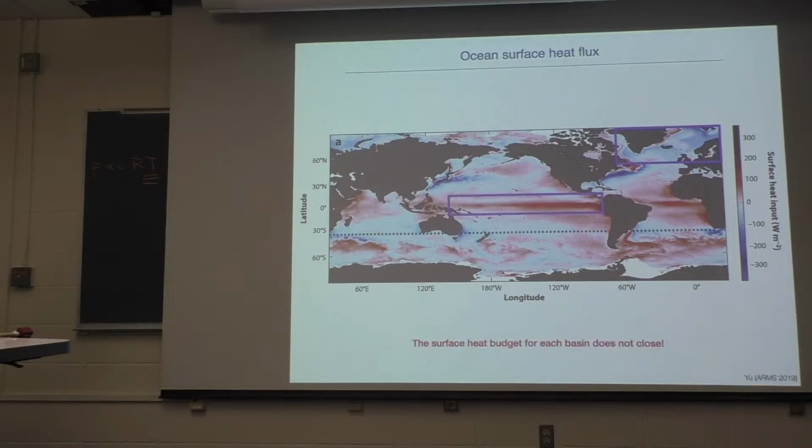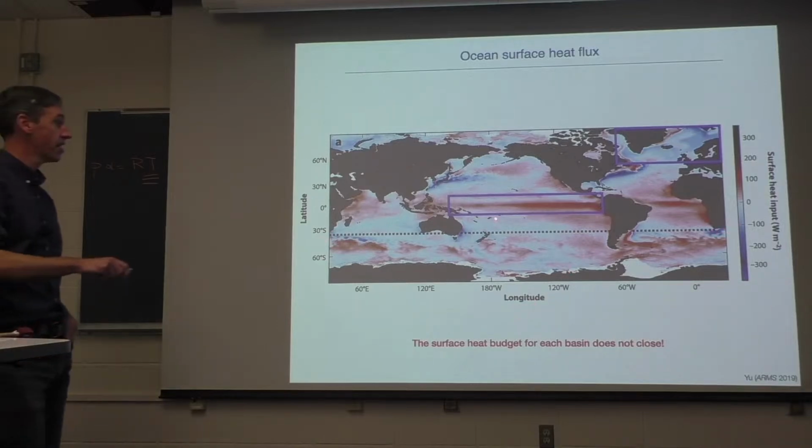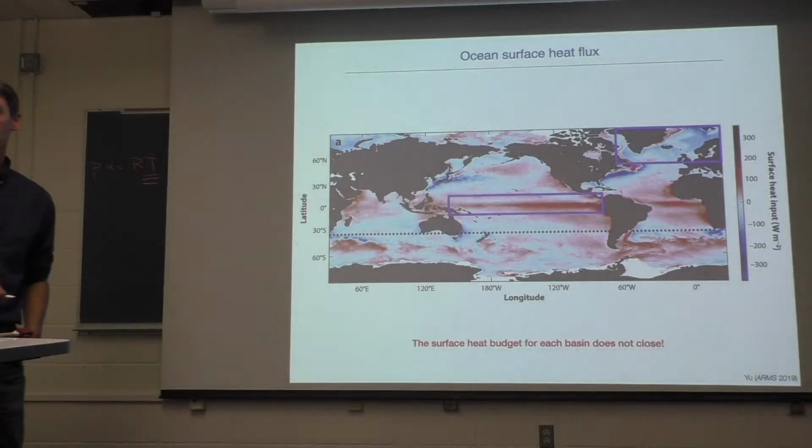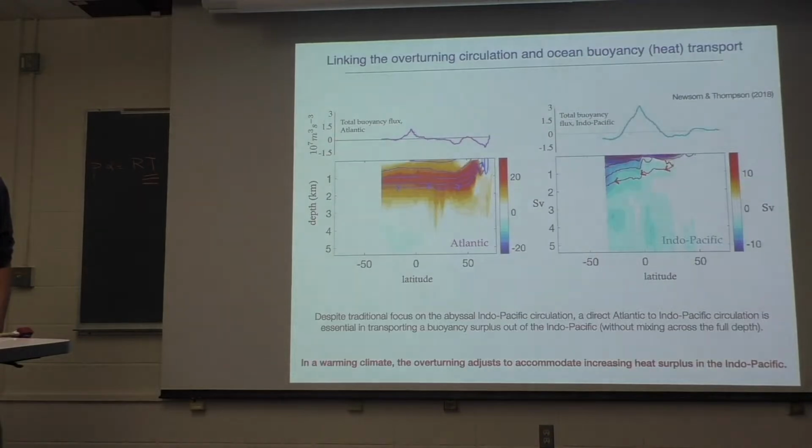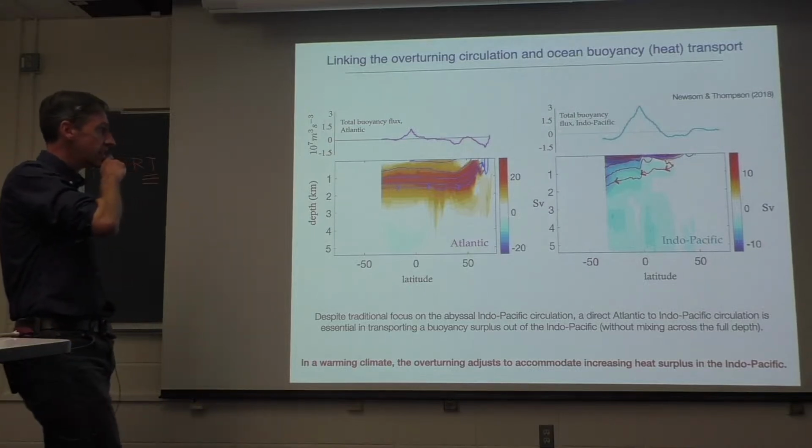And so if I just do a budget at the basin scale, so let's say we just draw a line across 30 degrees south, which connects the tip of Africa, and I integrate the total heat input into each basin, the surface heat flux budget is not closed at the basin scale. We have net heat uptake in the Indo-Pacific, implying, if the ocean's in a steady state, that you have to have export across 30 south. And we have net heat loss in the Atlantic, implying that you have to have heat transport northward into the Atlantic. And so if you actually go into the ocean, this is indeed what you see.